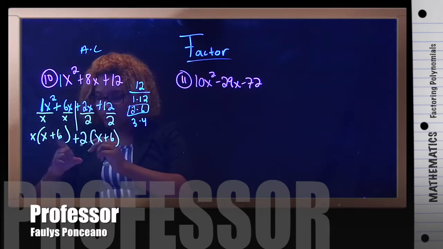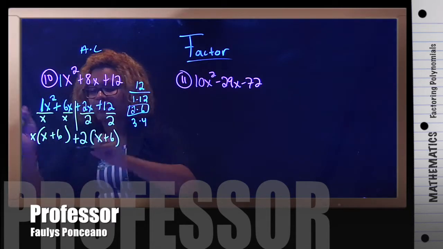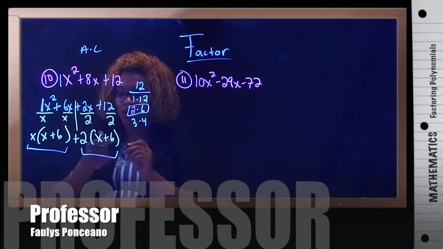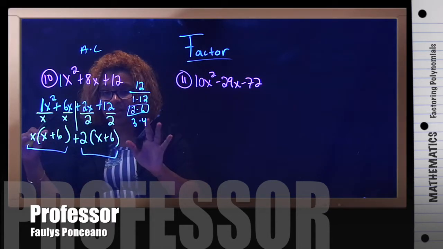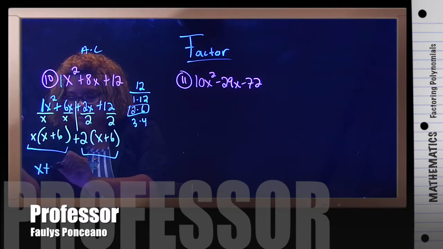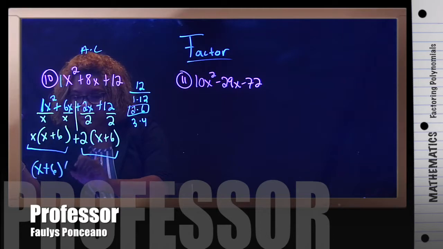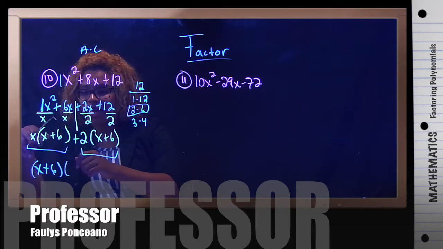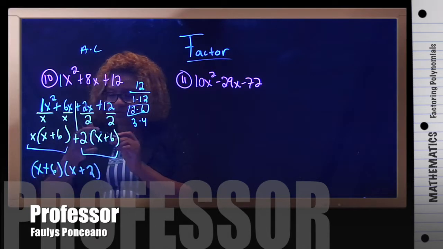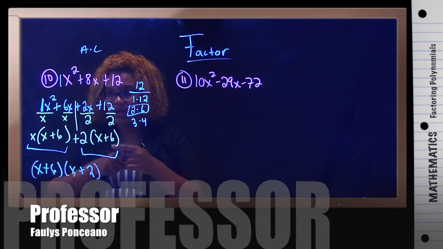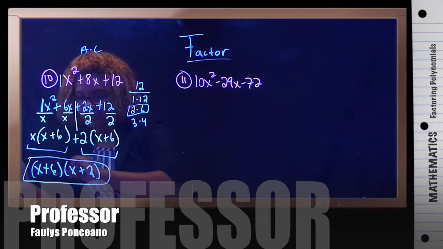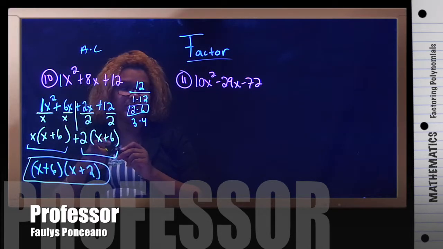So, if you look at this term and this term, what is in common? What is the exact same thing? The x plus the 6. So, x plus 6. What do you have left? x plus 2. And you have factored out this trinomial. That will be your answer for this example.